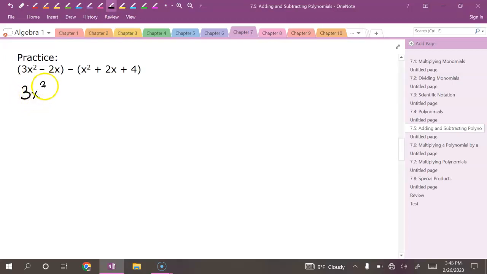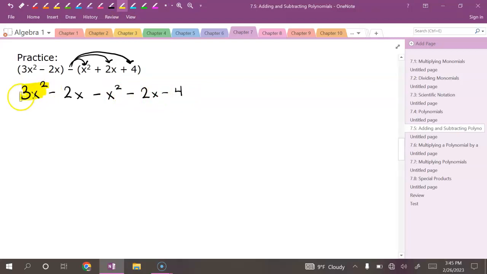So what you should have done for this first one, kept the first term the way it is. Make sure, though, that you distribute that negative in the second term. I always like to draw the arrows just to remind myself I have to do it to everything. So it became minus x squared minus 2x minus 4.